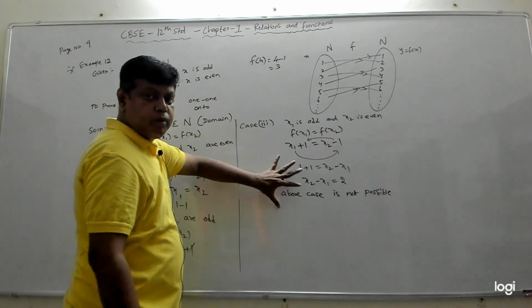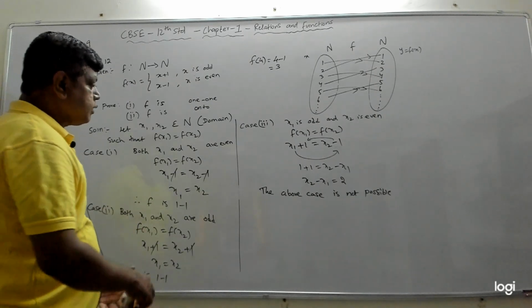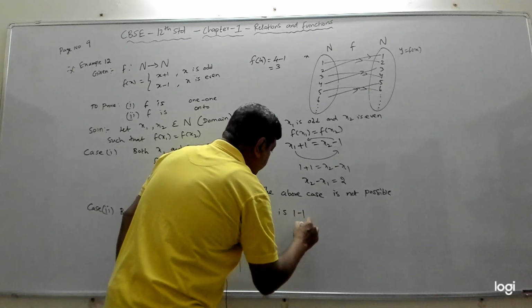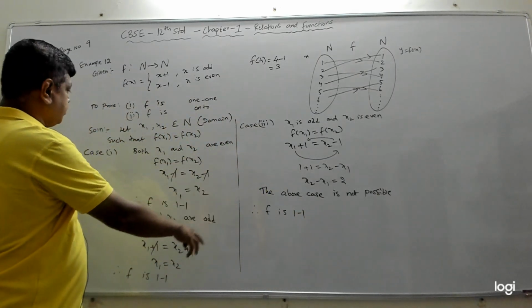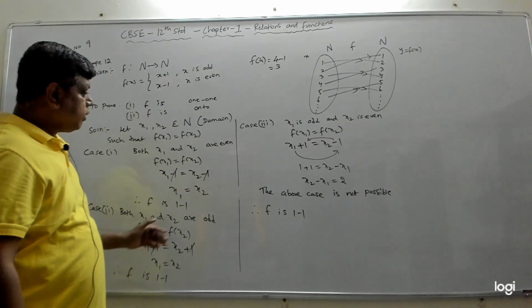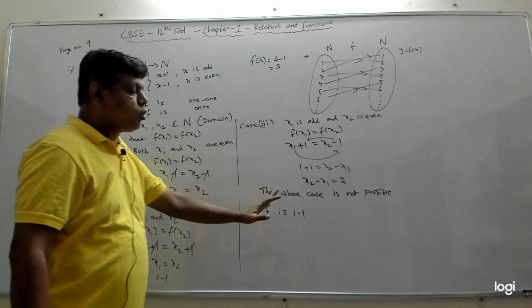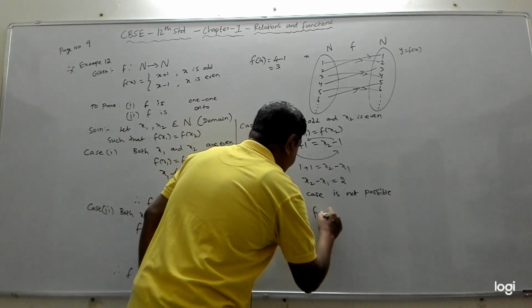If it is not possible, we can ignore this case and we can conclude f is 1 to 1 from these two cases. Therefore, f is 1 to 1 overall, not just for this case. Case 1 is 1 to 1, case 2 is 1 to 1, case 3 is not possible, so ignore it. Therefore, f is a 1 to 1 function.